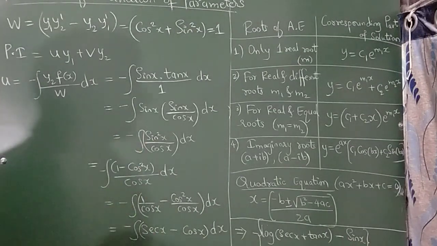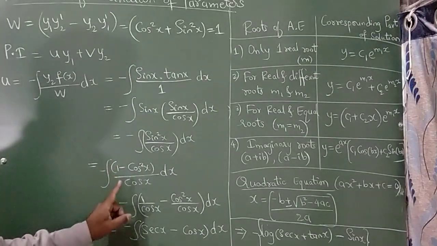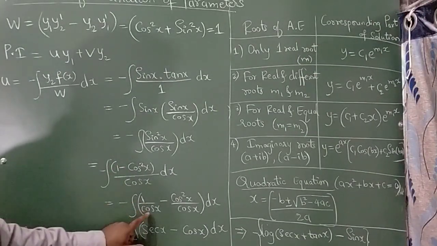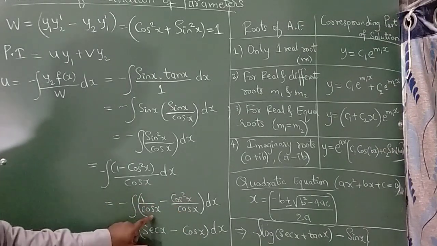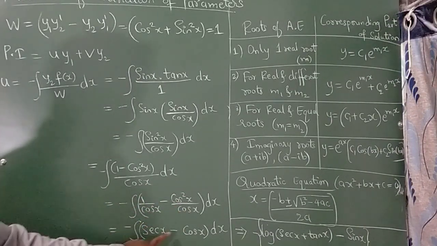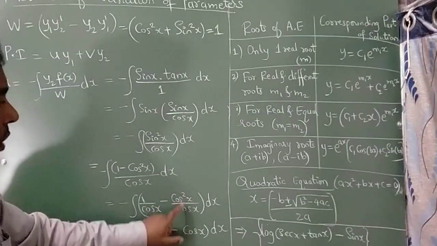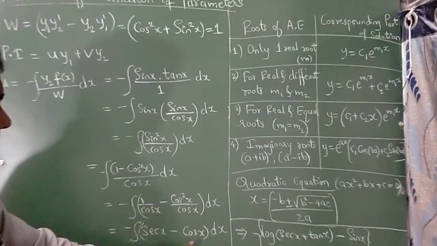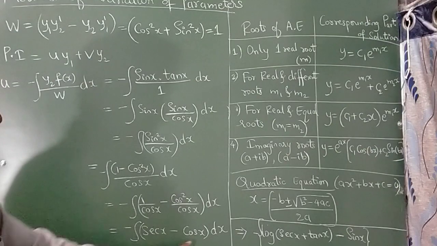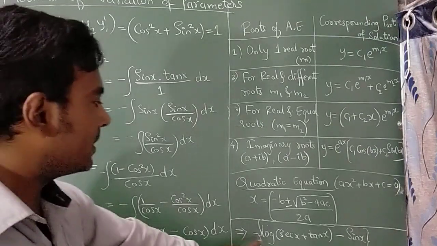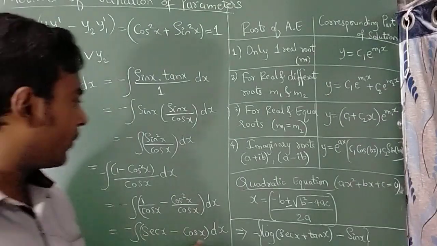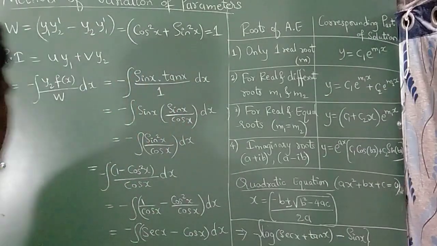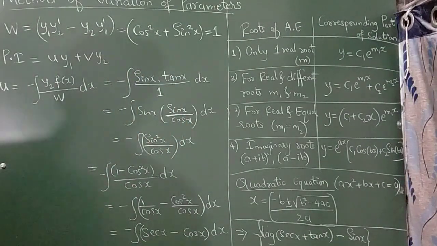Now sin square can be written as 1 minus cos square x. Okay, now I am going to separate this. So if I separate, 1 divided by cos minus cos square upon cos. What is 1 by cos? It is secant x. Minus, this cos and this get cancelled, you are left with only cos x. Fine. Integration of secant x is log of sec x plus tan x, minus integration of cos, which is sin x. So this is the value of u.